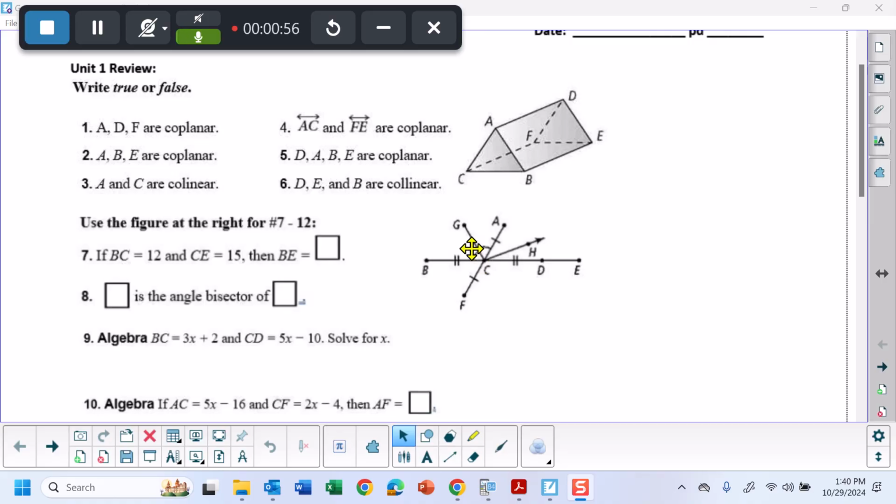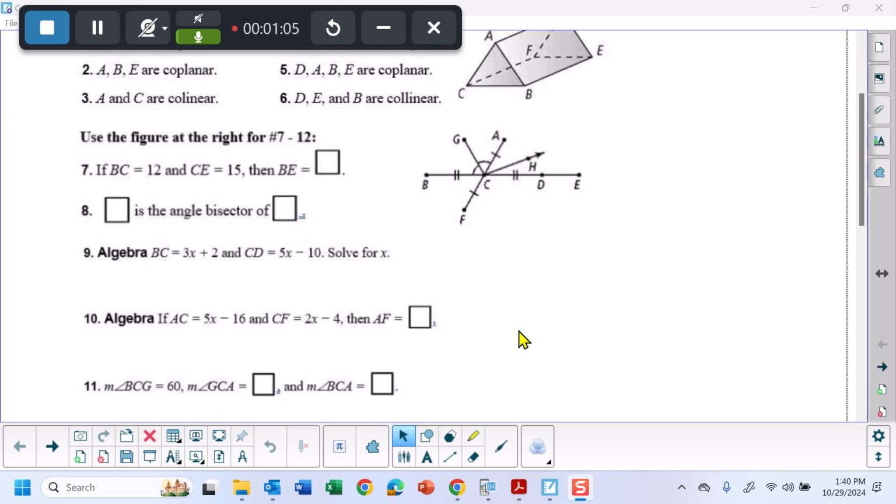I know that ray CG is the bisector of angle BCA because of those 2 congruence markings. I know I can set the distance from BC equal to the distance from CD and solve for X because of the congruence markings. If the distance from A to C is 5X minus 16 and C to F is 2X minus 4, then I can set them equal to each other, solve for X, and then plug that in to find the distance from A to F.